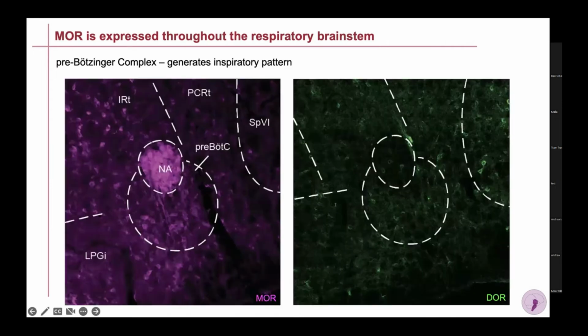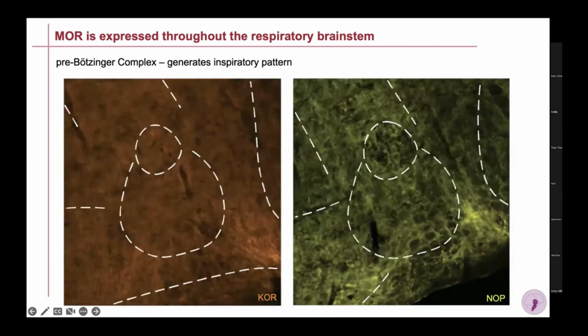A good example of this is in the pre-Botzinger complex, which is the central pattern generator that drives inspiratory patterning and has recently been a focus of much of the OIRD research. Here you can see in the coronal imaging of the mouse brainstem that the mu opioid receptor is expressed on a significant proportion of cell bodies within the pre-Botzinger complex, which is found underneath the nucleus ambiguus. The delta opioid receptor is also found on some of these cell bodies. However, there's little labeling of the kappa or nociceptin receptors.